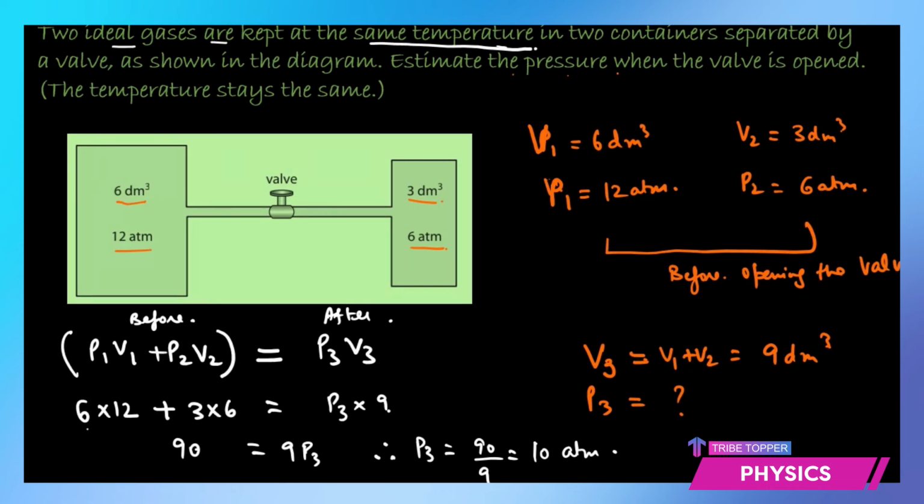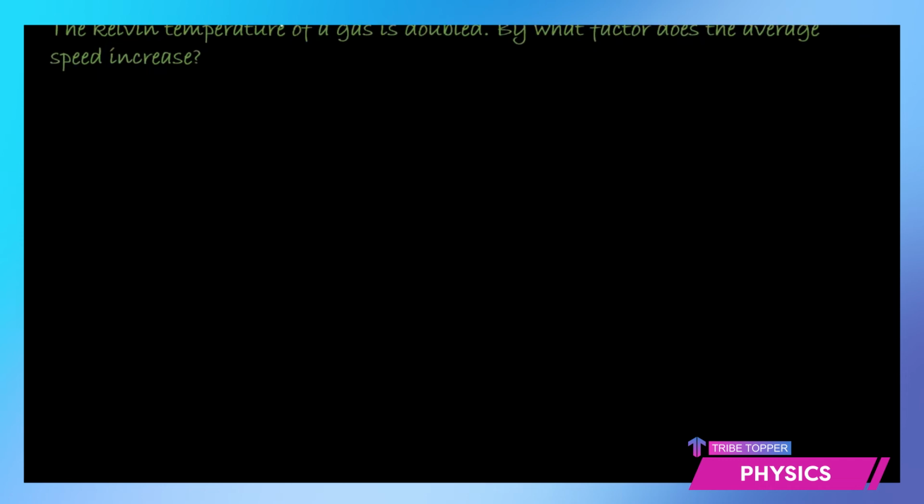Right, so now let's move on to our next problem. Our last problem says the Kelvin temperature of a gas is doubled. By what factor does the average speed increase? So sometimes when you read this question, immediately it comes to your mind, how is temperature and speed related? But that you have learned in kinetic theory also. You increase the temperature, the speed of the particle increases. But now by which relation are they related?